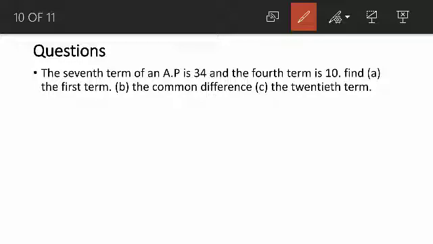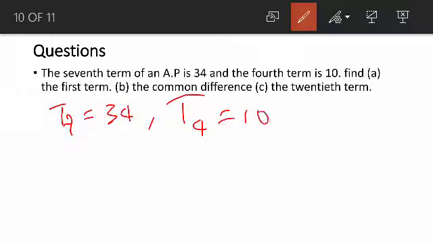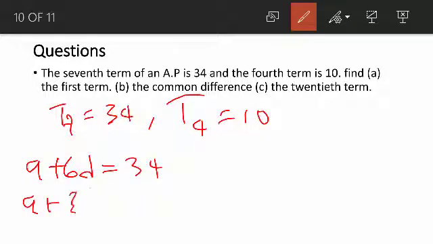Okay, so we are given that the 7th term of the AP is 34, and we're also given that the 4th term of the AP is 10. Now the 7th term of the AP means A plus 6D, and that is equal to 34. The 4th term of the AP actually means A plus 3D, and that is equal to 10. This will lead us to a simultaneous equation, and here the elimination method will do.